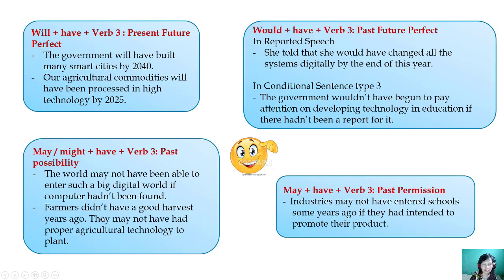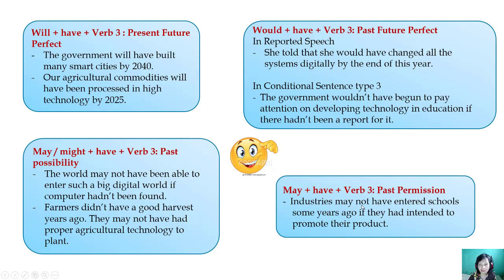So the possibility is expressed in modal perfect. They may not have had proper agricultural technology to plant. Okay, this is the same, may and may. Actually, you can have might also here, have plus verb 3, but this is for past formation. How to differentiate the meaning? Of course, you just try to understand the context.